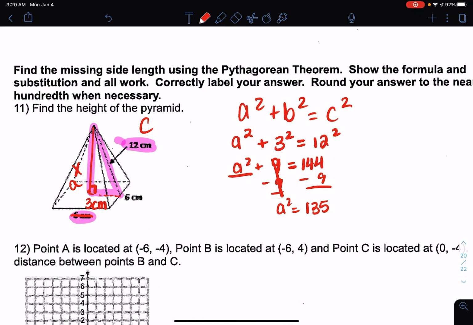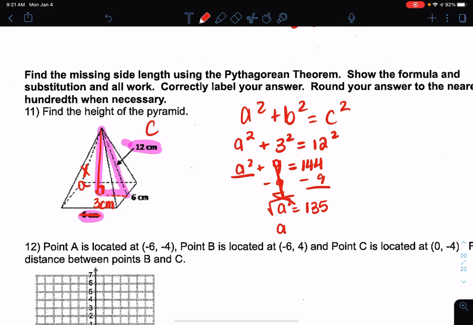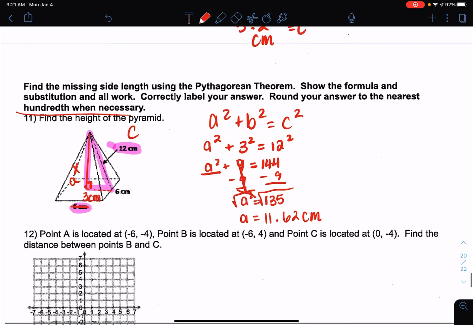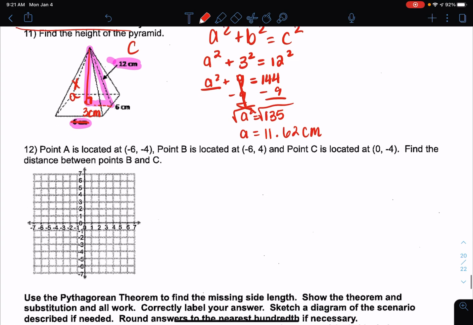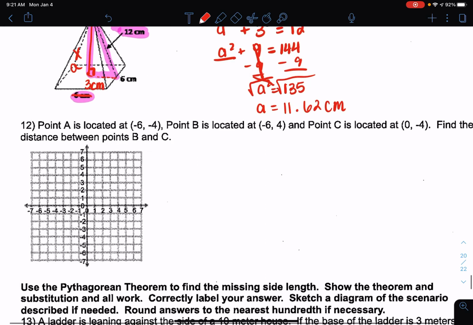Now a is not by itself yet, so I'm going to square root to get rid of that squared, and that leaves me with just a. Whatever you do to one side, you also have to do to the other side. So I now have the square root of 135. And keep in mind, it tells me to round to the nearest hundredth. So when I square root 135, that is going to give me 11.62 centimeters. Don't forget your label. Perfect. Moving on to number 12.